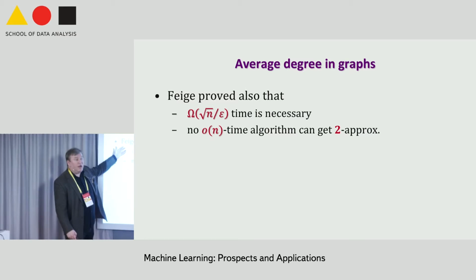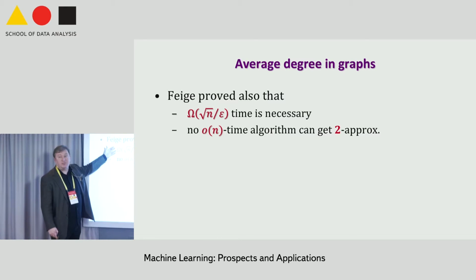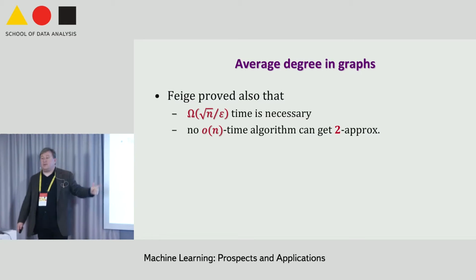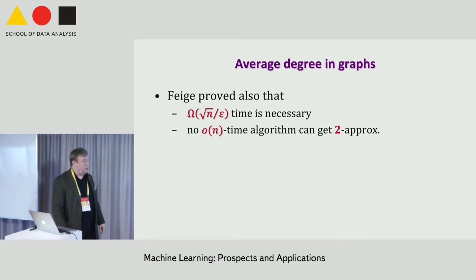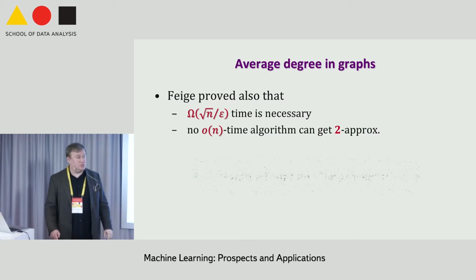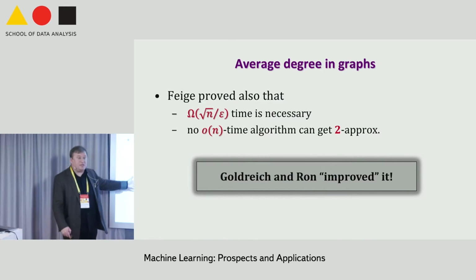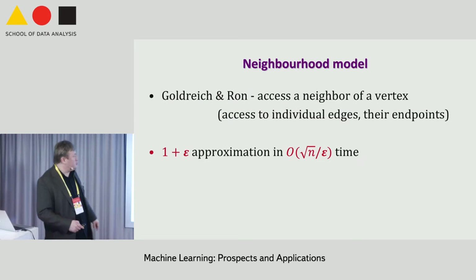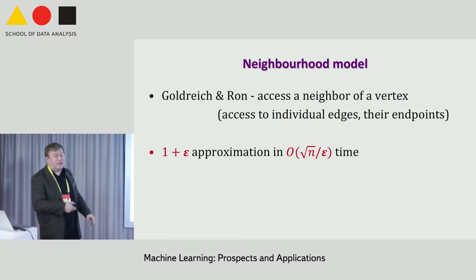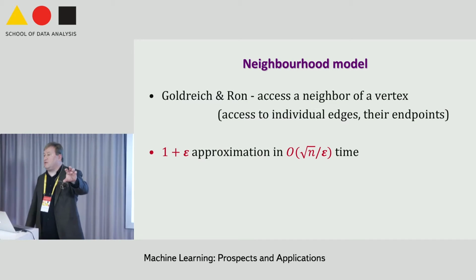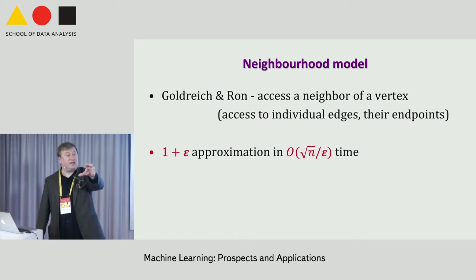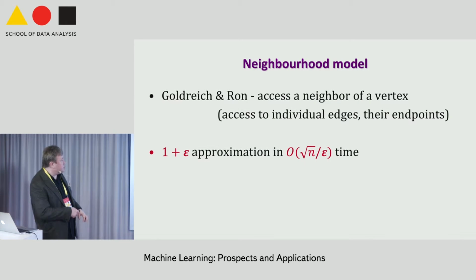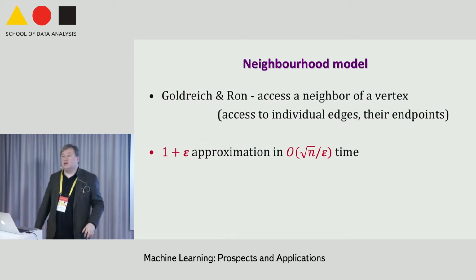Now, one can also show that root of n over epsilon is necessary here, and no o(n) time algorithm can get a 2 approximation. So we can get a 2 plus epsilon approximation. To some extent it was surprising, but Goldreich and Ron improved it by assuming that, in addition to the information about the degree of every vertex, we can also get a neighbor of every vertex. Then we can get it much faster, so that you can get a 1 plus epsilon approximation also in root of n time.